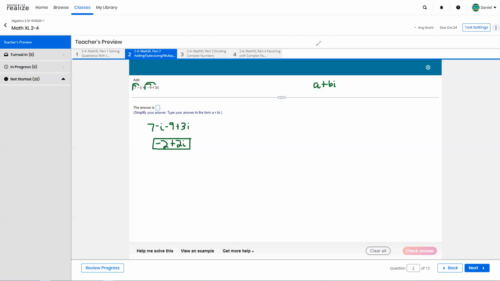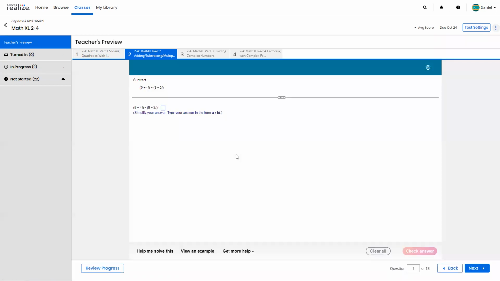All right, let's look at a subtraction one now. Again, there's a 1 out in front here, so we can distribute that 1. 1 times 8 is 8. 1 times 4i is just 4i. So again, you don't need the parentheses, or you can think of it as distributing a 1. So I'm going to have 8 plus 4i.